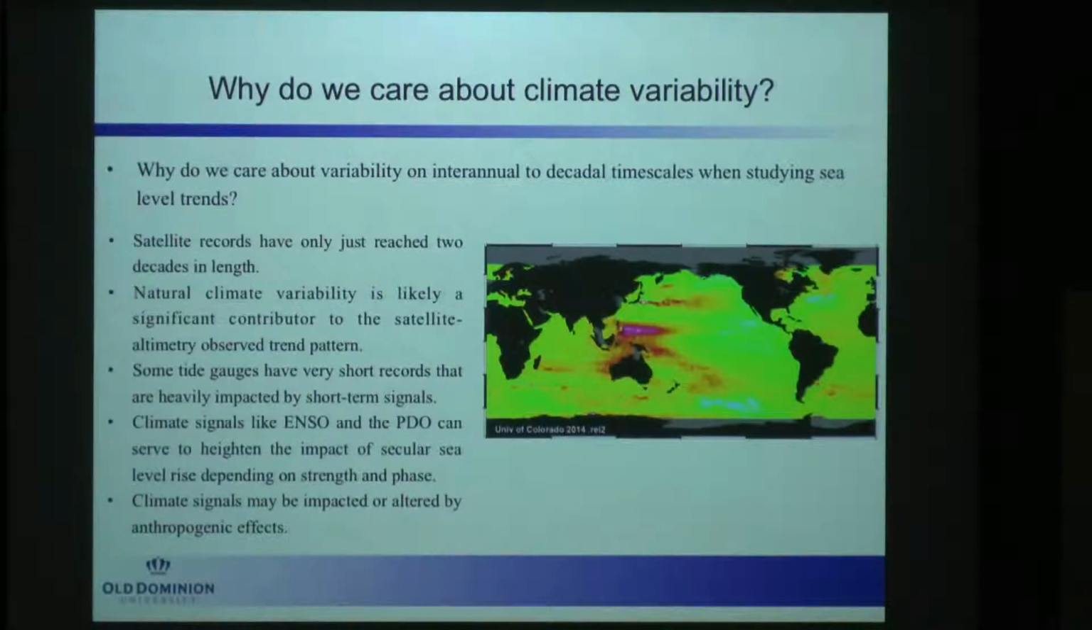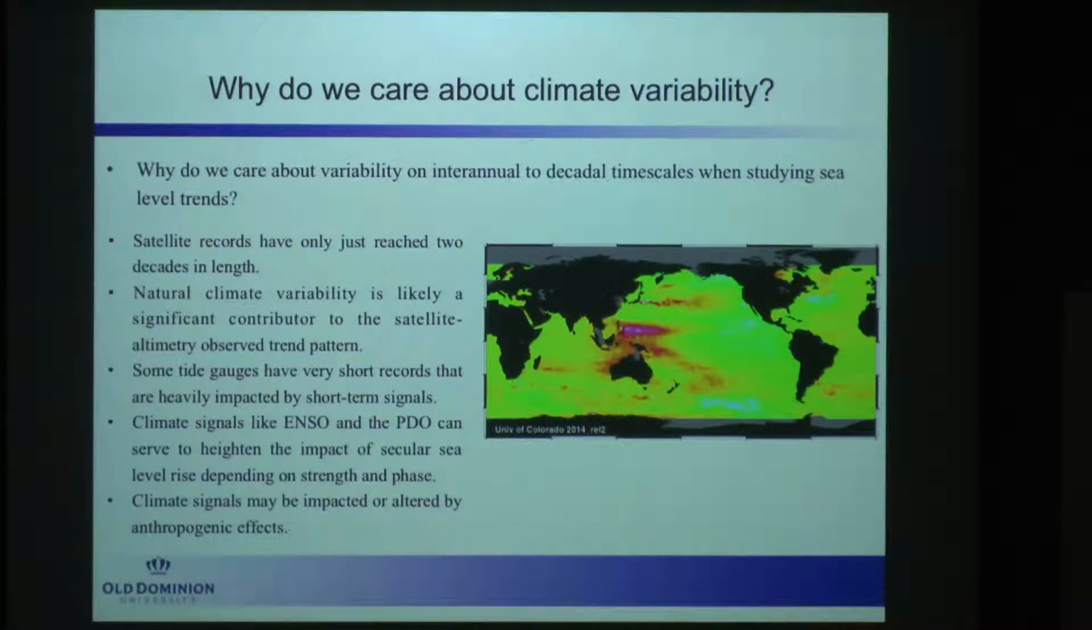All right, so all that being said, let's get to how we can actually use these sea level reconstructions. What can we do with them, and how can we pull out the sea level signal associated with climate variability? So why do we care about variability on interannual to decadal timescales when studying sea level? One of the big reasons is we only have a 20-year record from satellite altimetry.